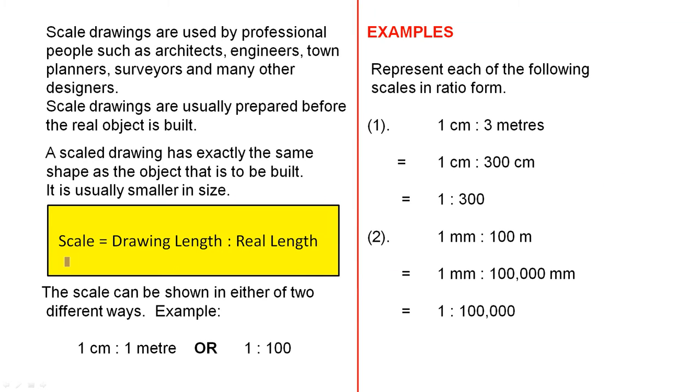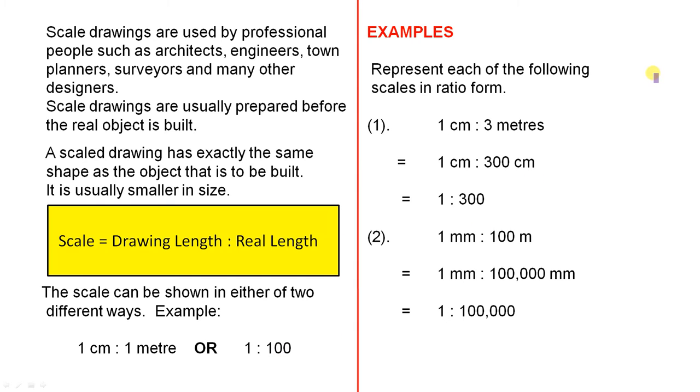So the scale on a drawing is really a ratio, and it's the ratio of the drawing length to the real length. The scale can be shown in either of two different ways. For example, 1 centimetre is to 1 metre or 1 is to 100.